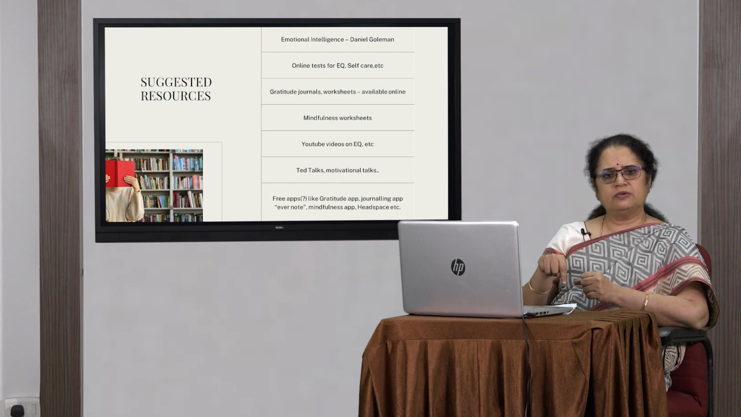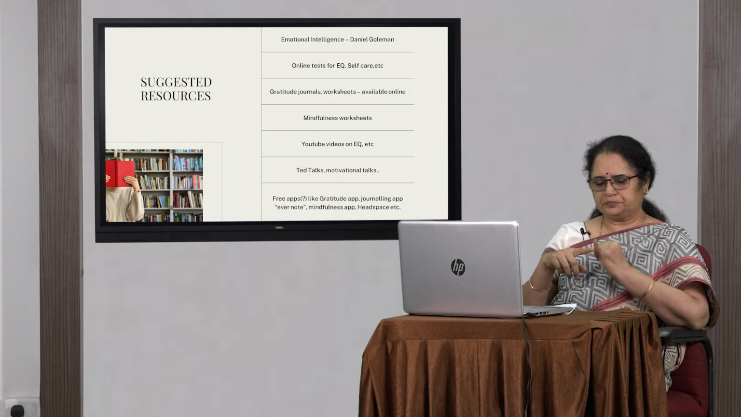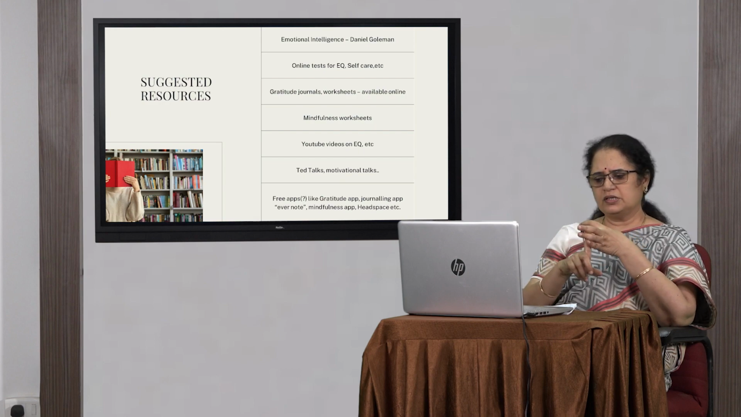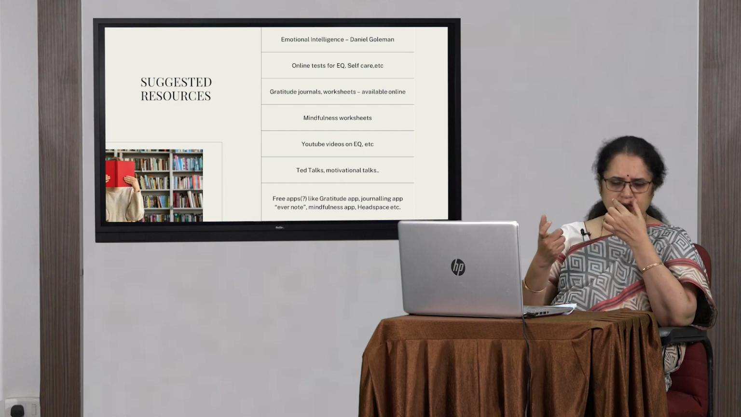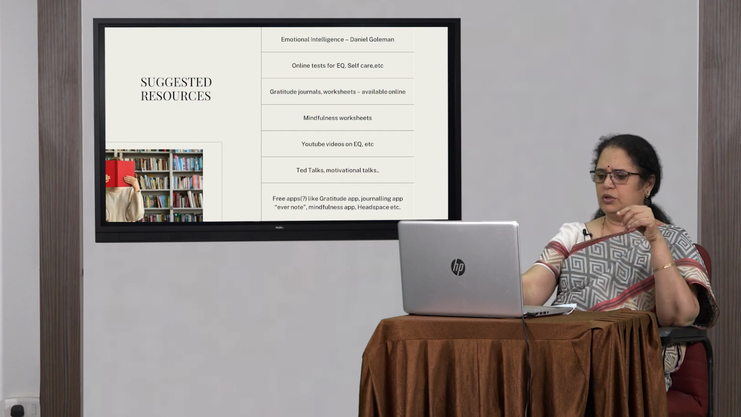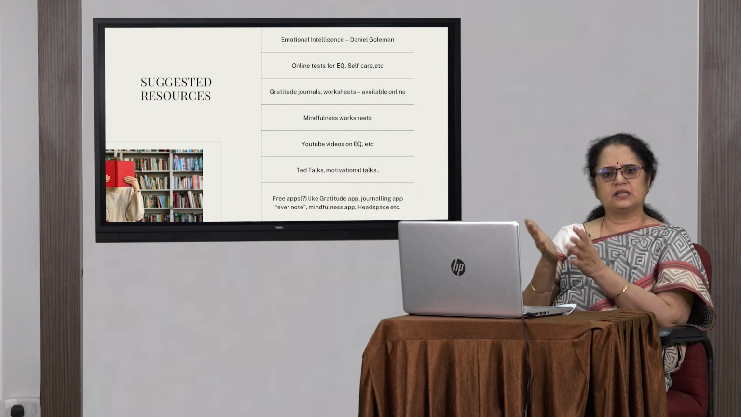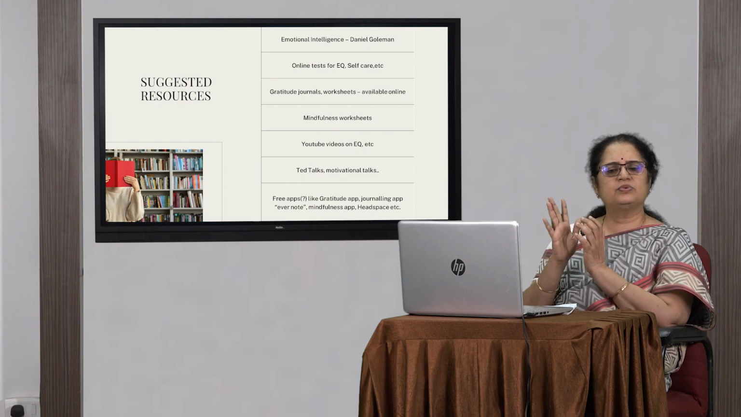There are some free apps, like a gratitude app. Some of the apps which used to be free have become paid now, so please check. There is something called Headspace, there is a mindfulness app, and there is a journaling app, Evernote. So, you can choose what you want to use. And EQ is something that can definitely be developed with practice. Please remember that there is no perfect score for it. There are these quiz questions, but they give you a fair idea of how emotionally intelligent you are, and when we identify these 5 areas, which are my strong areas and which are my areas of improvement.